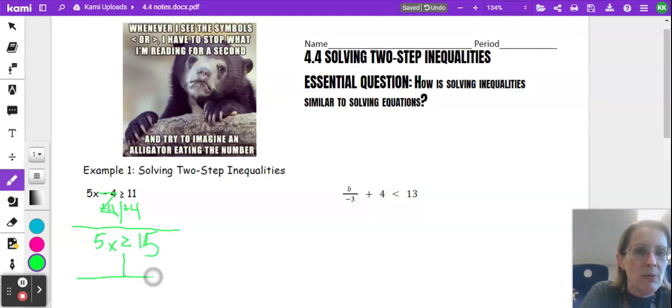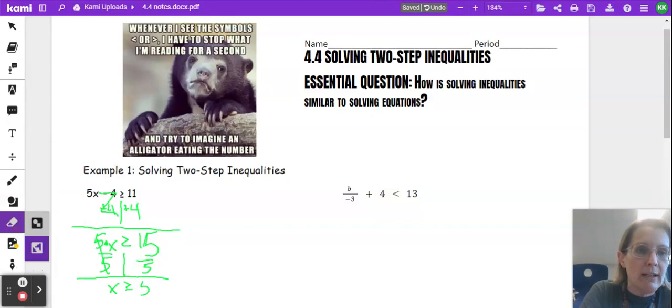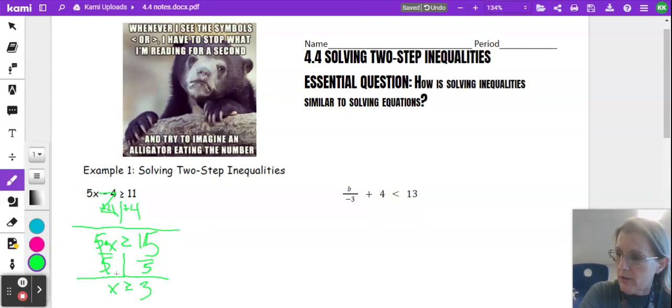So now continue on because I'm not done, because x isn't alone. So I have 5x is greater than or equal to 15. I know that is 5 times x, so I cancel it with division. I divide both sides by 5. My 5's cancel out and I get x. I do not change my inequality symbol because I divided by a positive number. So x is greater than or equal to 15 divided by 5, which is positive 3, not 5, positive 3. So I get x is greater than or equal to 3.